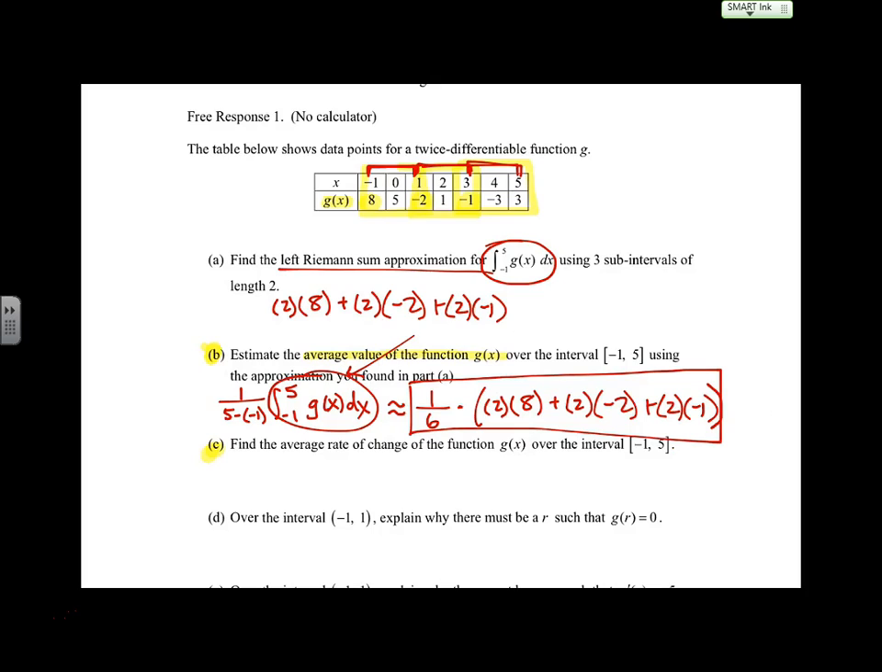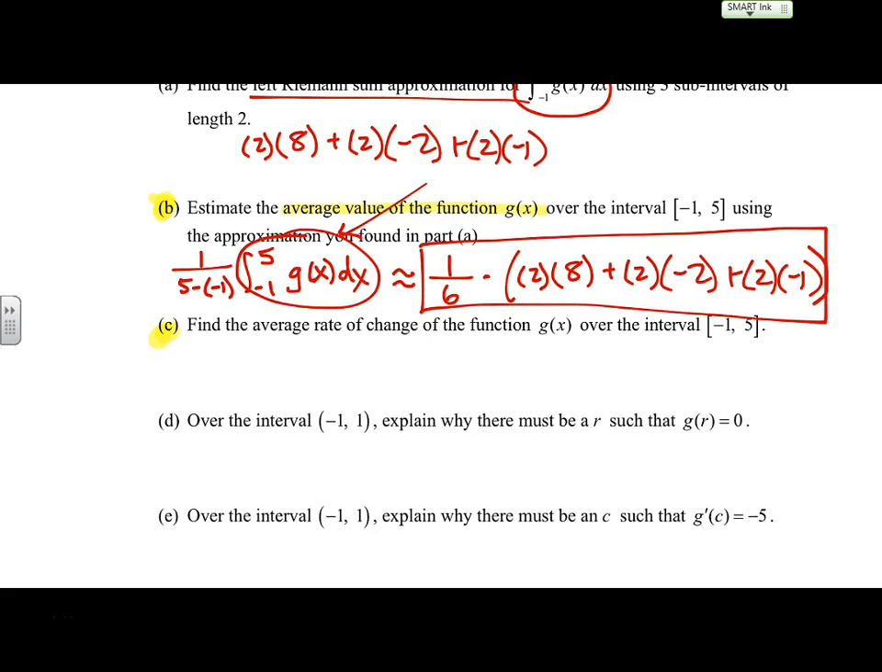How is this different? Average value versus average rate. Average G versus average G prime. What do we do? But I can't derive. There's no function. And it's average. Deriving would be instantaneous. Yep. When you see average, you think... except who is my function this time? G. And yes, the AP guys will know the difference between G and F, and they won't like it if you don't. Does that make sense?